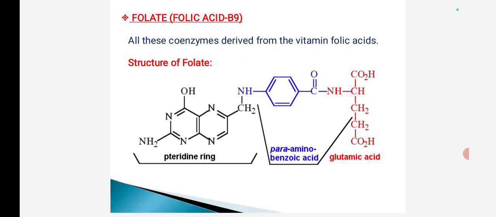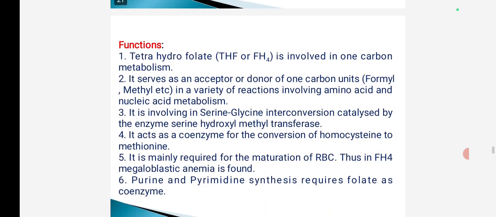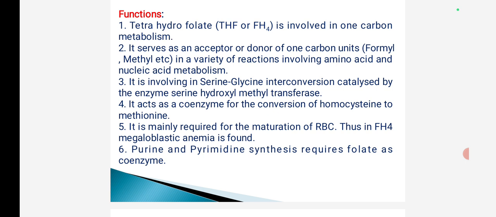Next example, folate or folic acid, vitamin B9 is the source of folate. The structure of vitamin B9 or folate consists of a pteridine ring, para-aminobenzoic acid and also glutamic acid. Functions of vitamin folate: tetrahydrofolate is involved in one carbon metabolism. It serves as acceptor or donor of one carbon units, formyl or methyl groups, in a variety of reactions involving amino acid and nucleic acid metabolism.